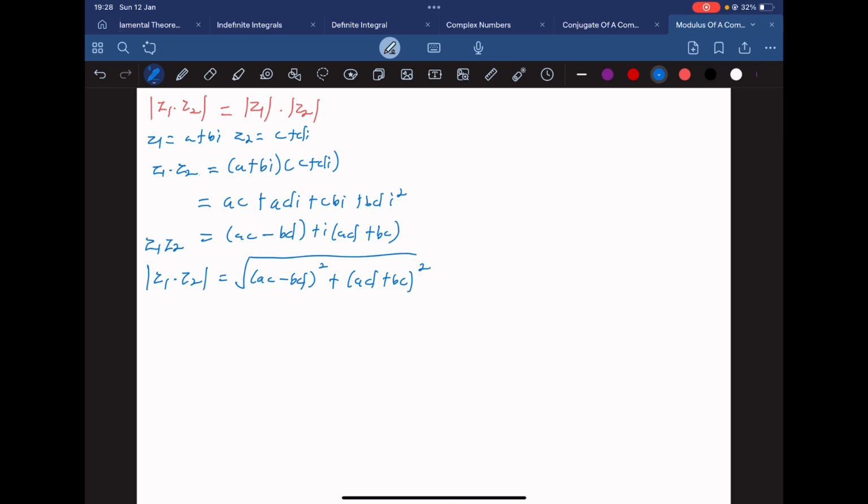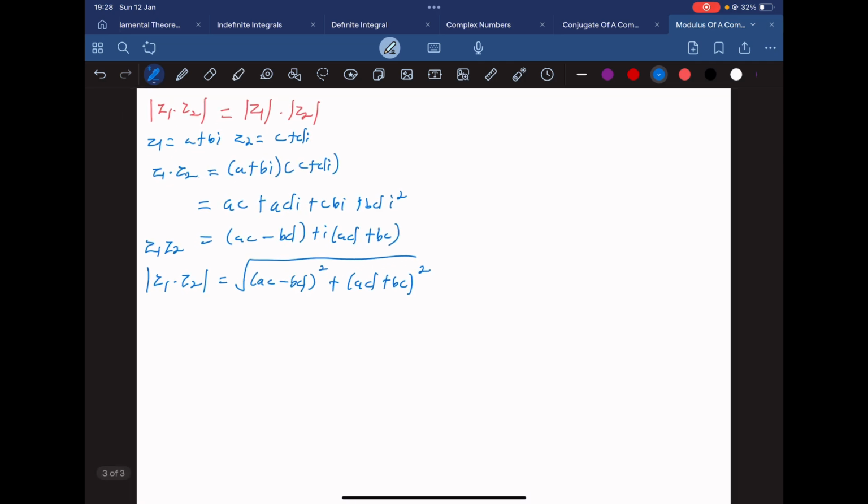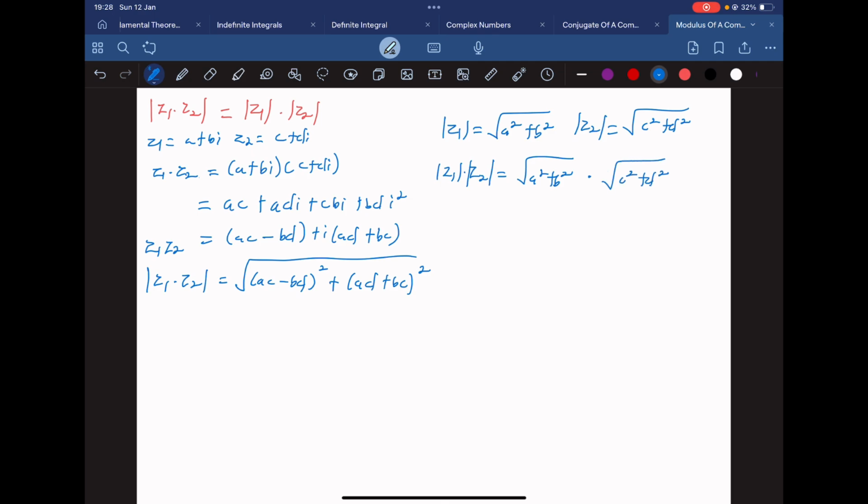Okay, so now let's simplify the right hand side. For the right hand side, we have modulus of z1, and this is going to be the square root of a squared plus b squared. And the modulus of z2, we're going to have square root of c squared plus d squared. So now if we multiply z1 and z2, we are going to have square root of a squared plus b squared multiplying square root of c squared plus d squared.